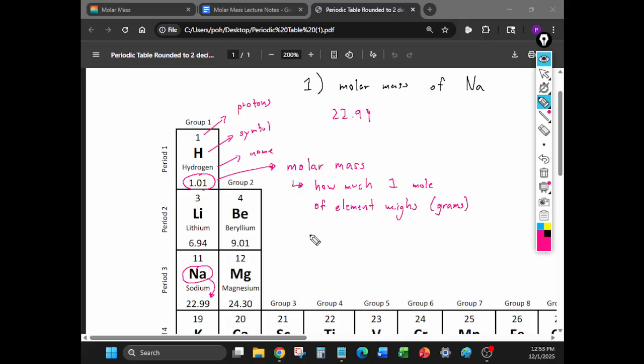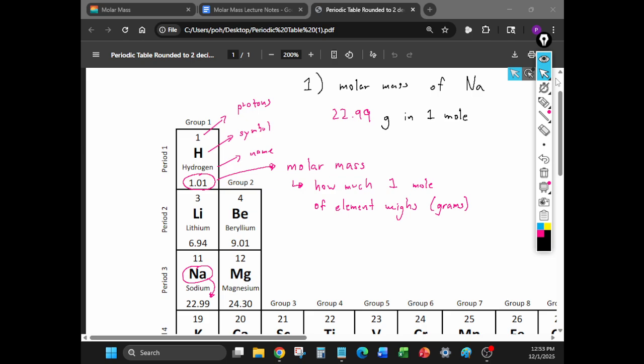So the answer will be 22.99. Okay, but with our numbers, we have to label our numbers. So every time you write the molar mass of something, you have to write the number, but you're going to be required to add something at the end. And if you don't, you'll lose points. It'll actually help you later when we do different problems. But you always have to add grams in 1 mole.